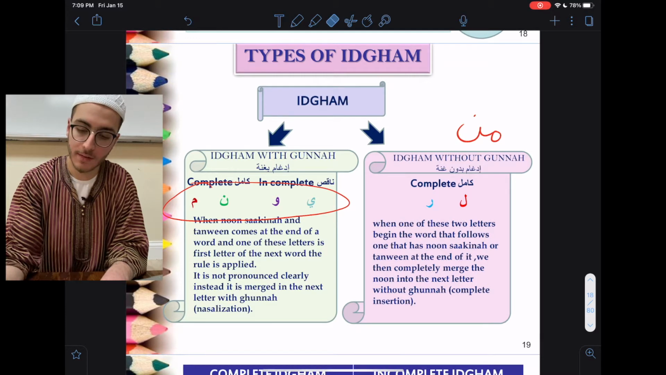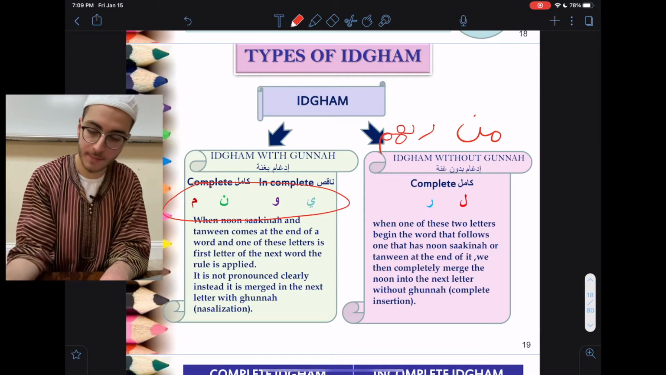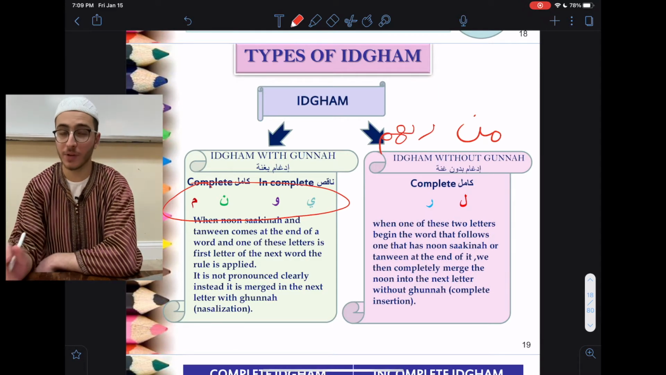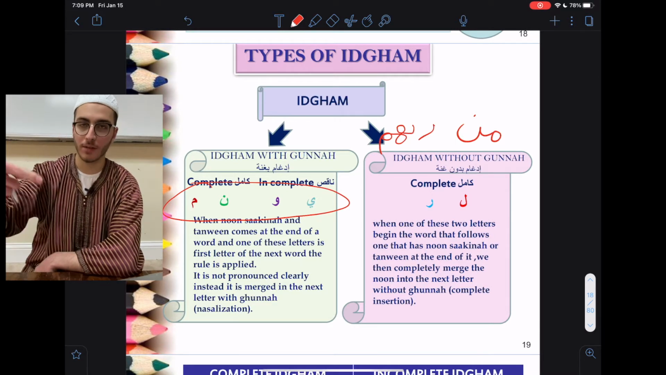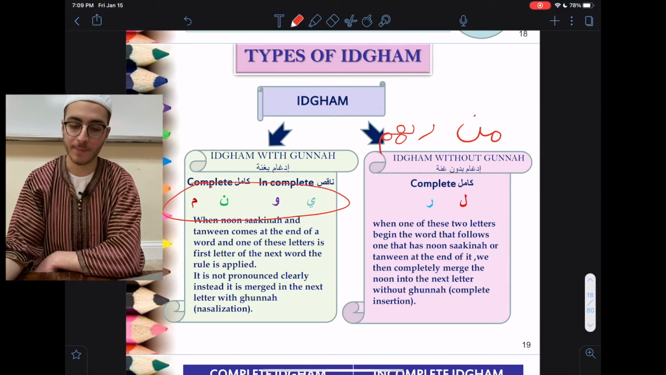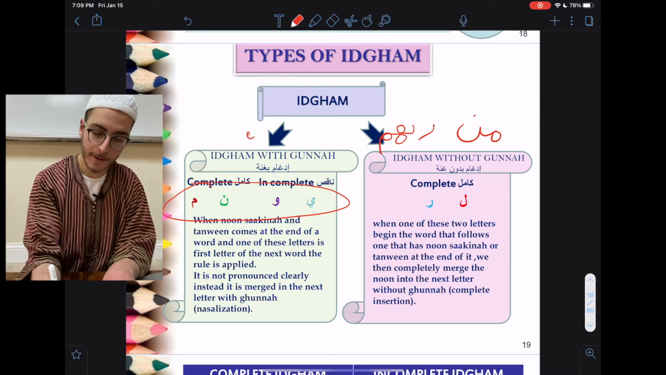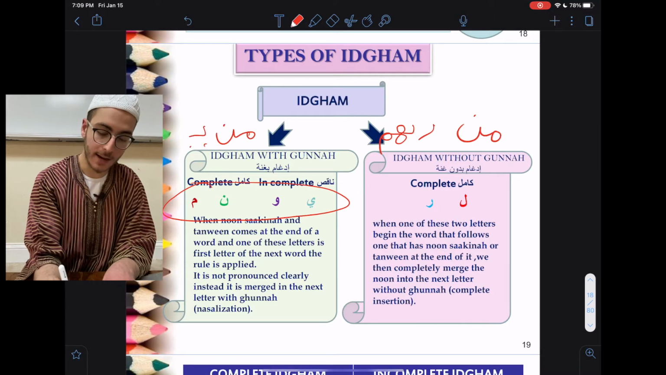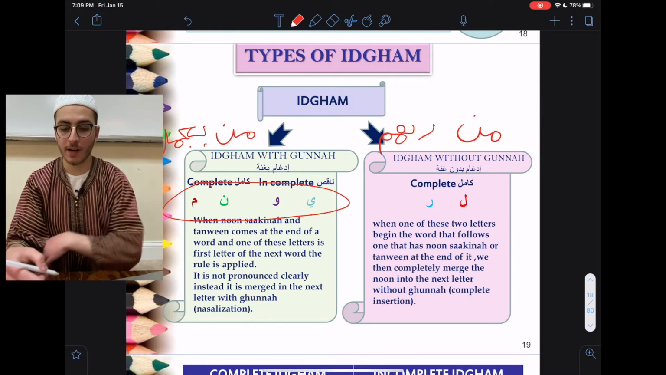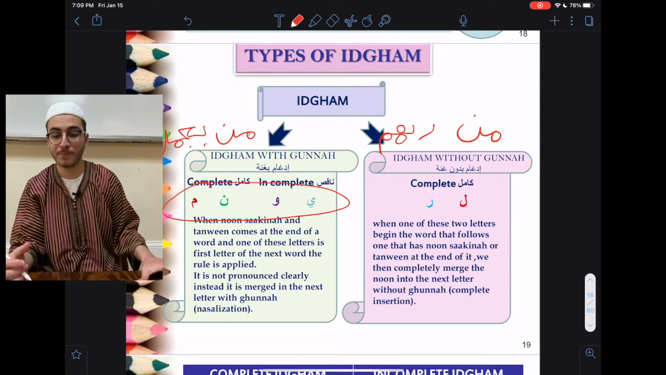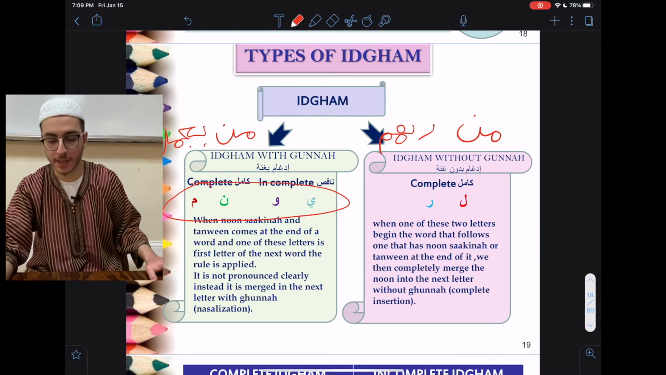So let me write this down so you can see it. Min rabbihim. So you don't say min rabbihim. You say mir rabbihim. So you're combining the nun sakina with the ra. And then with ghunnah, man ya'mal. So ya is a letter of ghunnah when you make idgham. So you pronounce it man ya'mal. That's when you spend extra time.